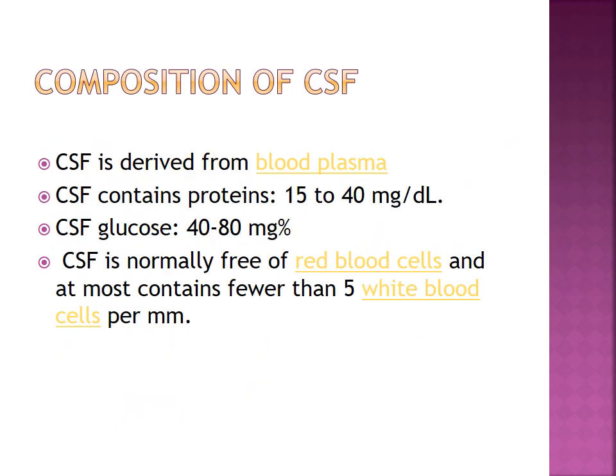Now the composition. It is mainly derived from blood plasma, but proteins are less in this. CSF proteins are mainly 15 to 40 mg%, and glucose is 40 to 80 mg%. Normally RBCs are not seen in CSF, and WBCs are 0 to 5 per cubic millimeter.